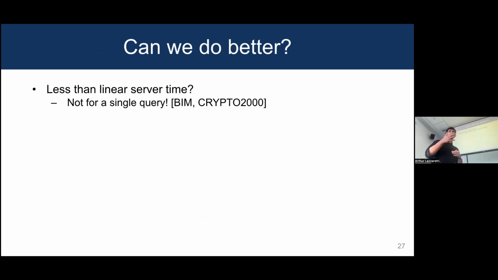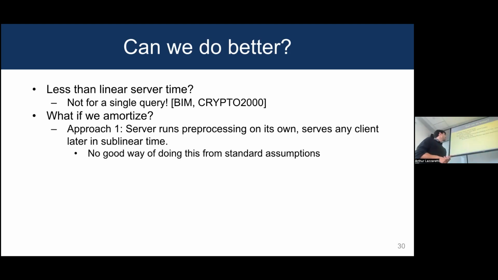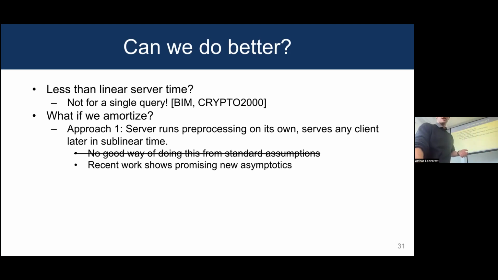So in metadata hiding messaging and streaming, you're going to want to access this database many times. And so maybe we can hope to do better by amortizing our time over many queries. And the first approach that one could think of is the server can run some pre-processing on the database by itself, after which any client can come in and query the database for some index privately, right? And for a long time, there was no good way of doing this from standard assumptions.